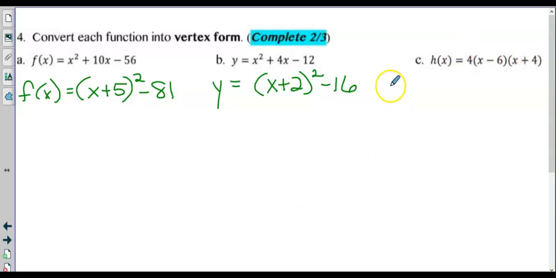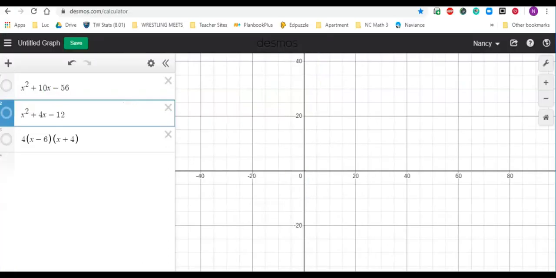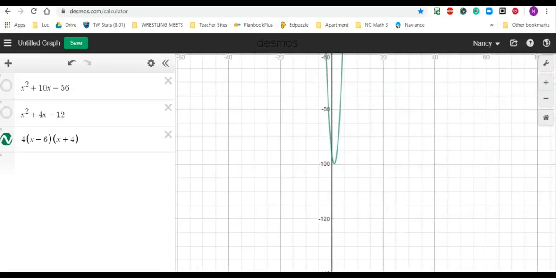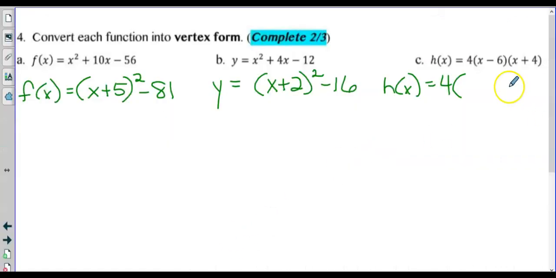I also graphed this one exactly the way it is. We know it's going to be h of x equals, and then it's going to have that 4. So we need to make sure we don't forget about the 4. Let's go over here and see what the vertex was. It's way down here. So it's 1 and -100. X, that was plus 1, so we're going to put -1, -100. All right, so that's all there is to those.